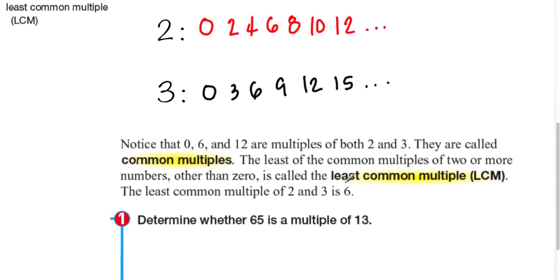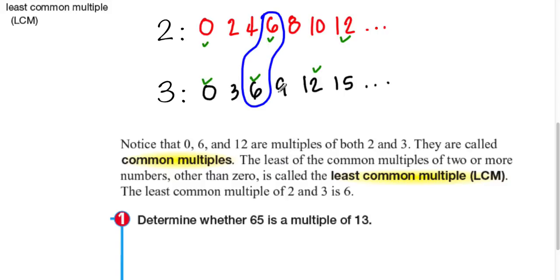If you notice, 0, 6, and 12 are multiples of both 2 and 3. They are all common multiples. The least of the common multiples of 2 or more numbers other than 0 is called the least common multiple, or LCM. That means we're not counting 0. So in this case, our LCM would be 6, because this is the least non-zero common multiple of 2 and 3.